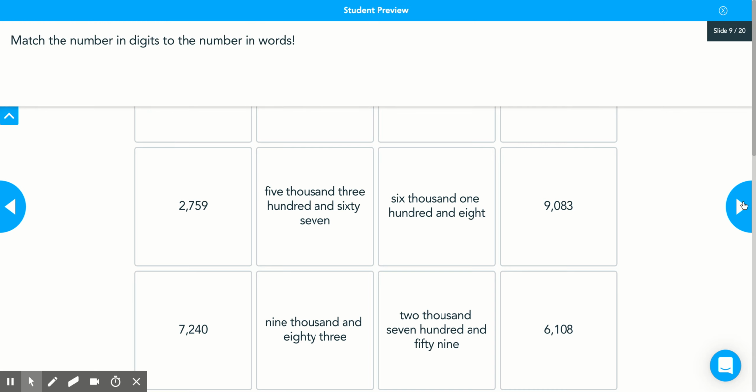Now, after doing 2 practice problems, let's play a matching game. Match the written number word to the digit number word.